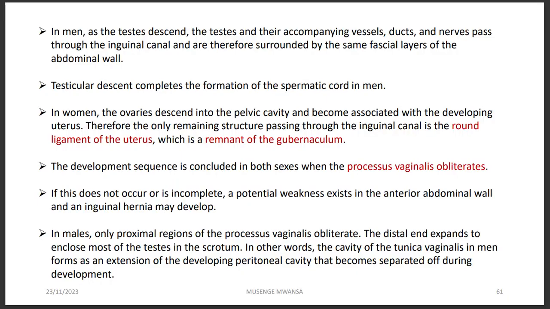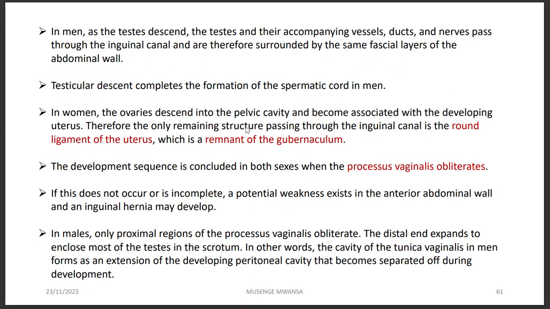So as the testes move down in men, they are going to be accompanied by their blood vessels, their ducts, and also their nerves. So everything which was going to the testis will follow the testis as the testis goes down all the way from the posterior abdomen into the perineum. Okay. So testicular descent completes the formation of the spermatic cord. When the testis move down via the same processus vaginalis, then you would have completed the formation of the spermatic cord.